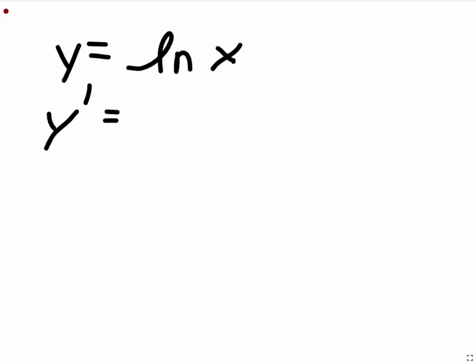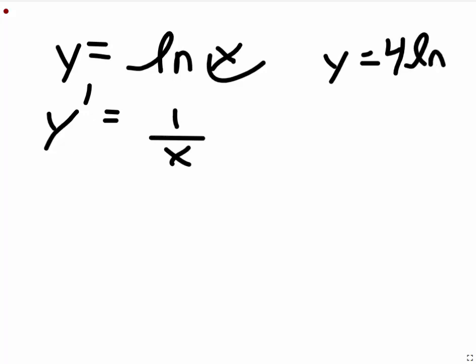If my function is some type of natural log function, the derivative is a special case, y prime. It's simply 1 over whatever the function is inside. We'll talk about the chain rule later, but for right now, it's the natural log of x. So if my function happened to be 4 natural log of x, it's just 4 times 1 over x, which ends up being 4 over x. So that's what we're going to work there.